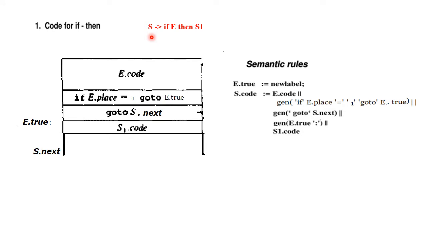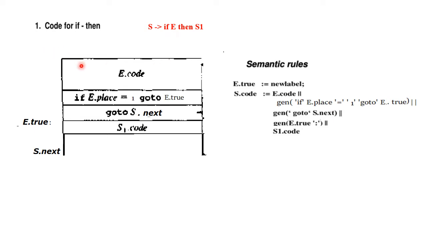Consider S gives if E then S1. For example, if A greater than B, large equal to A. Expression is A greater than B. Statement is large equal to A. For that, we have to evaluate E first. E.code represents three address code corresponding to the statement E.